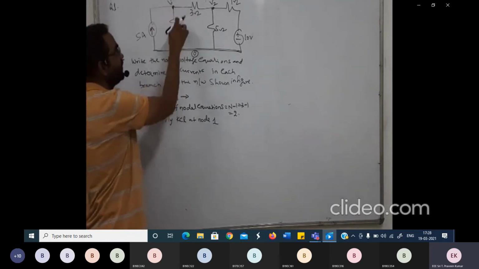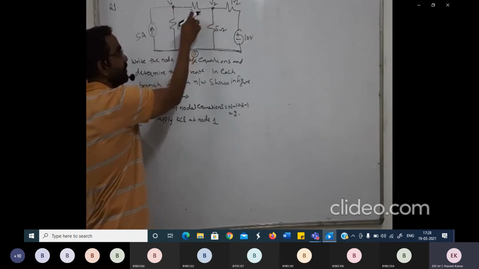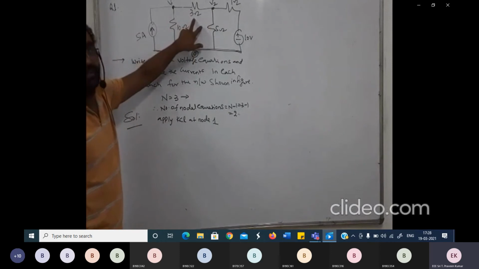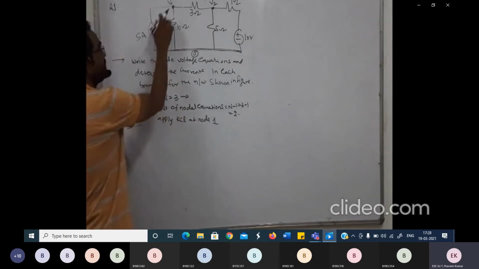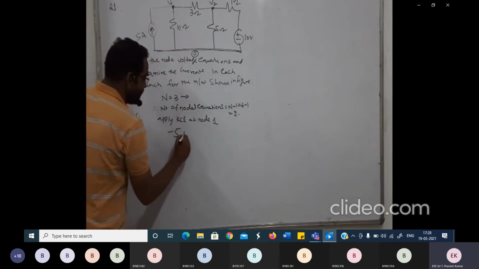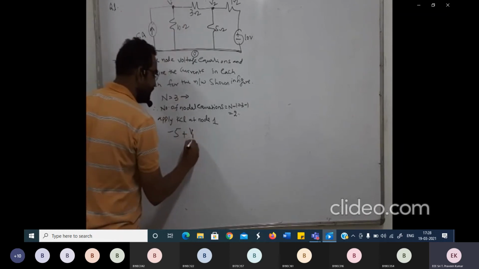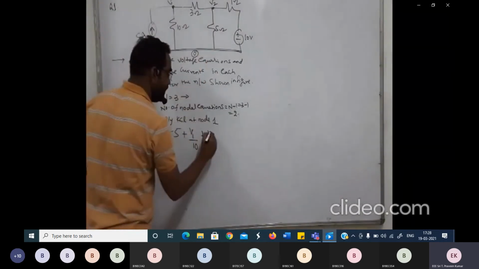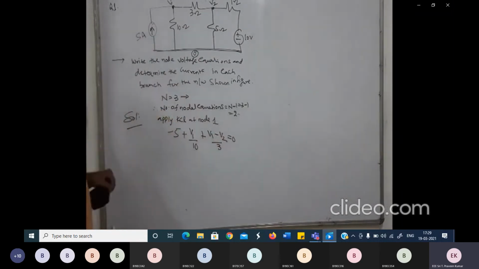So the current in the 10 ohm resistor will be V1 by 10, and the current in the 3 ohm resistor will be V1 minus V2 by 3. Just now I have told you the concept: the net voltage divided by this resistance will give the current value, because according to Ohm's law, I equals V by R. So first I will write the equation here, because this is towards the node. I will take minus 5 plus the current going to the 10 ohm resistor, V1 divided by 10, plus the current going in the 3 ohm resistor, V1 minus V2 divided by 3, which is equal to 0.